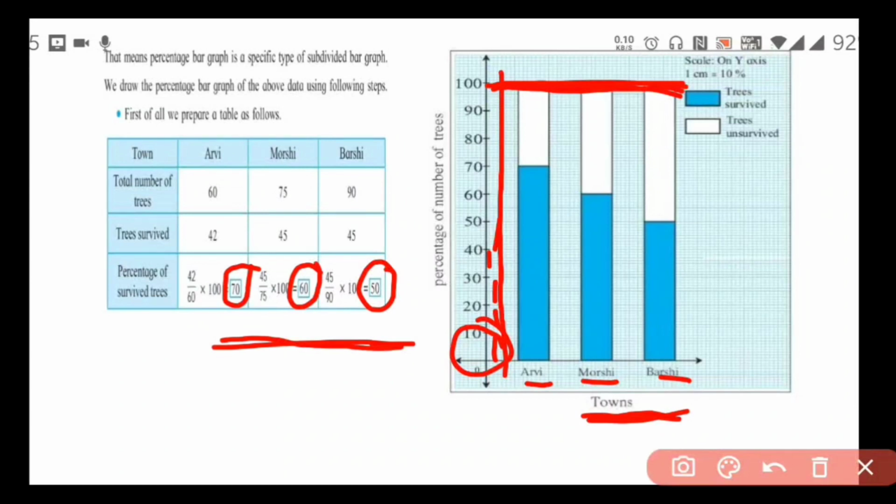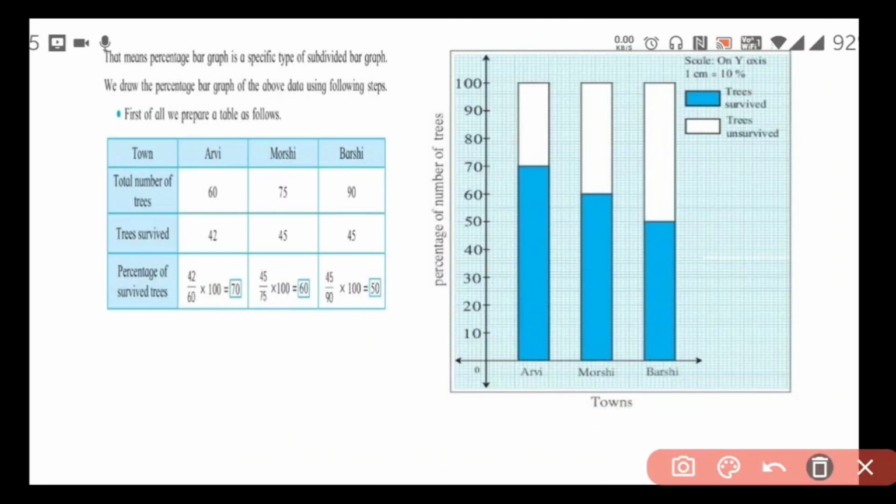So as in Arvi, the percentage is 70. So till 70, we have to make 2 parts of this first bar. Then in Morshi, the percentage we have got is 60. So up till 60, we have to make the 2 parts. And then in Barshi, it is 50. So in this way, we have to divide the bar of 100. And then one part we can fill with another color, and in this way we can draw a percentage bar graph.